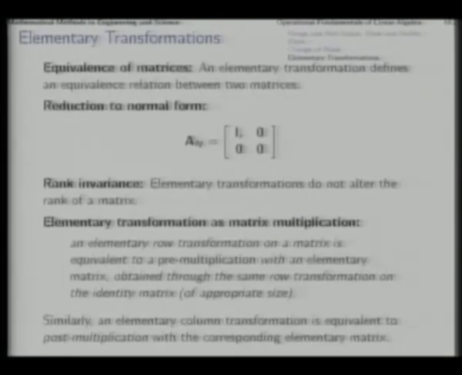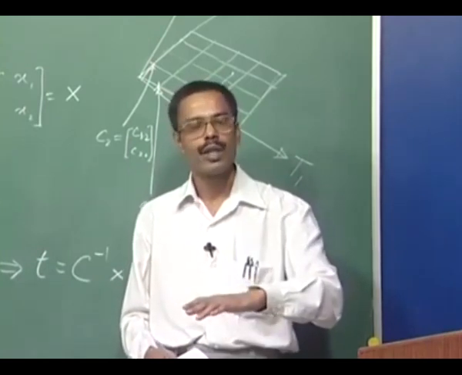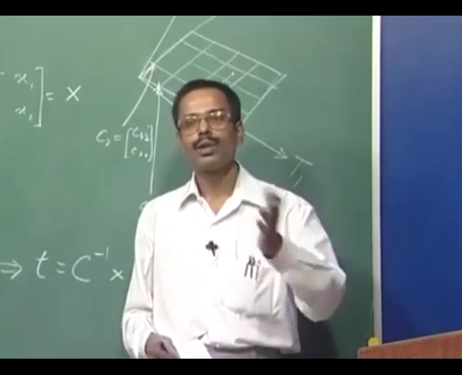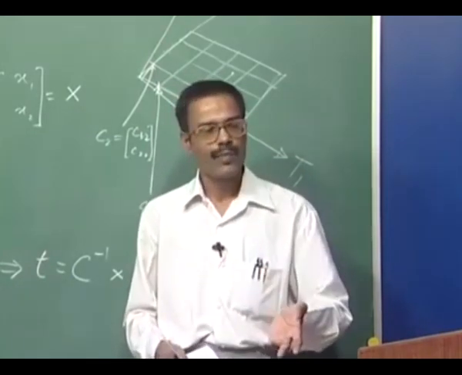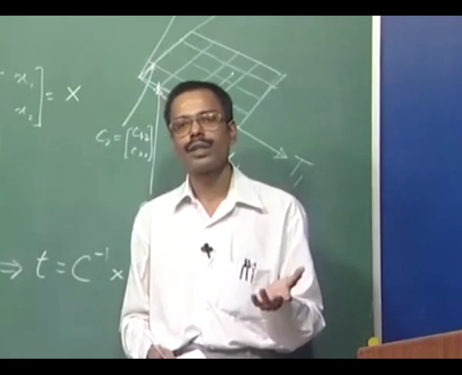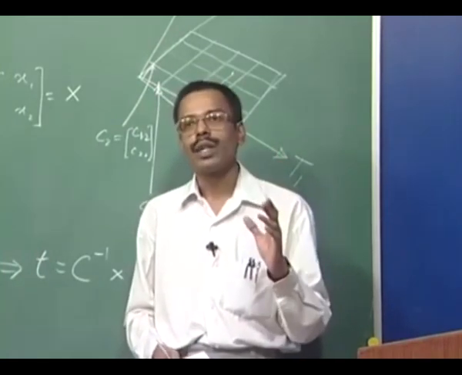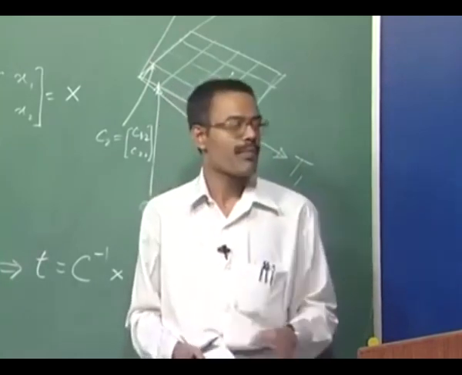Now, two matrices are called equivalent if you can change from one of the matrices to the other through a series of elementary transformations. So, these matrices which can be shifted from one to other through elementary transformations are called equivalent matrices. They are equivalent in the sense that they satisfy the requirements of equivalence relations.